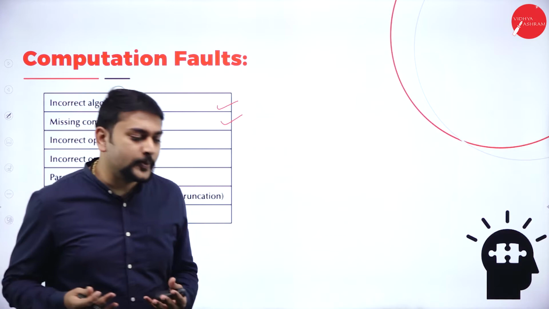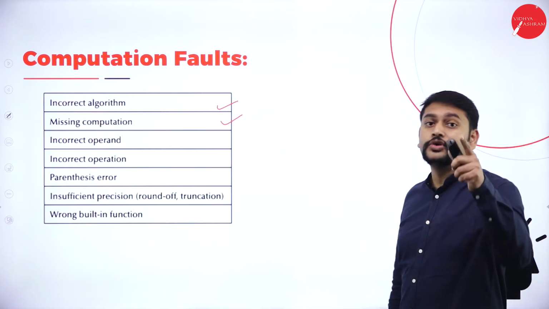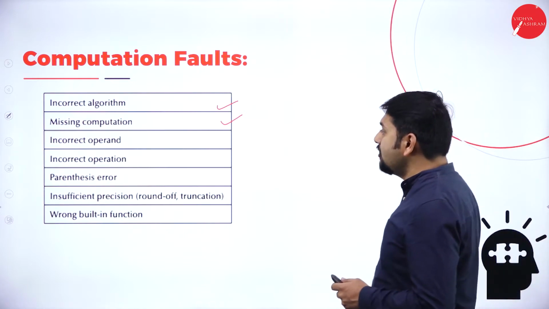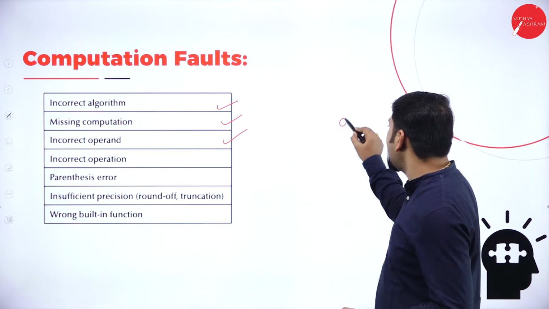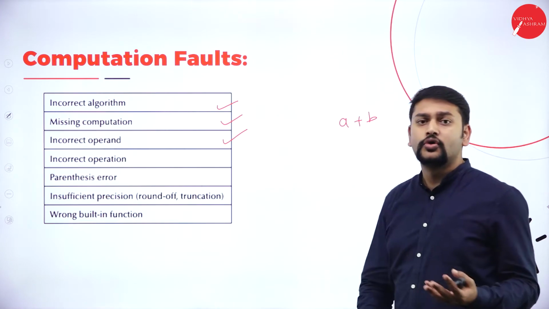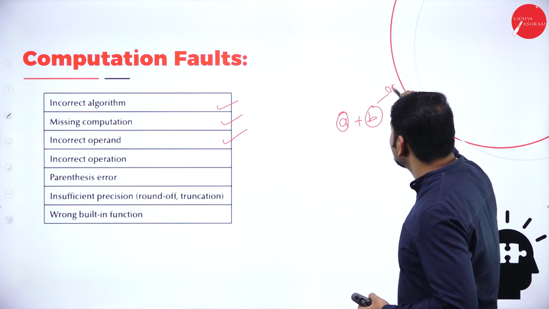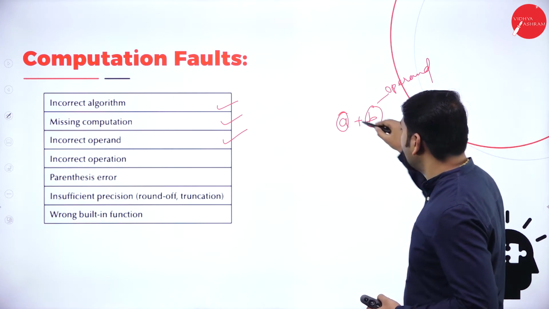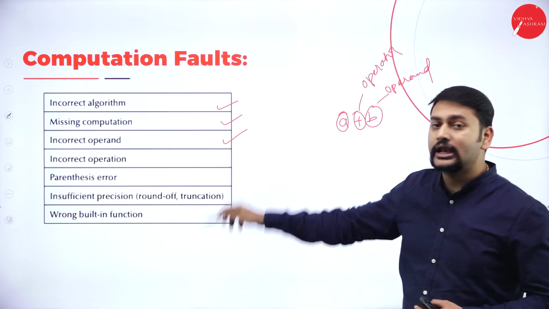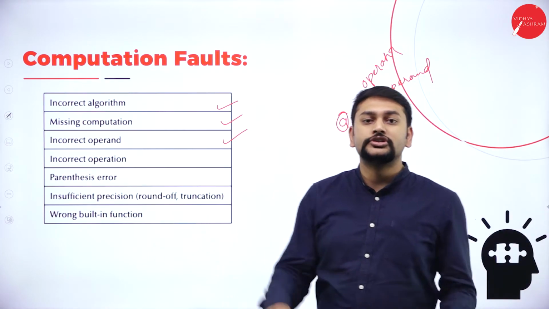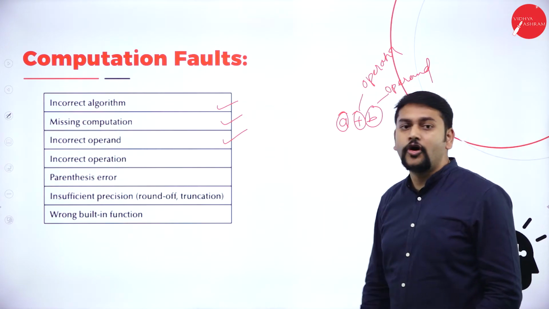Then how do you expect the system to perform that operation? So this is one thing that you need to remember. And incorrect operands. What is an operand? Say for example, A plus B. So here, what do you call as an operand? This is what I will call an operand. This is what I will call an operand. And this is what I will call an operator. Yes or no? Alright. So incorrect operands: you're not using the proper operands. So that could be one of the computational faults.